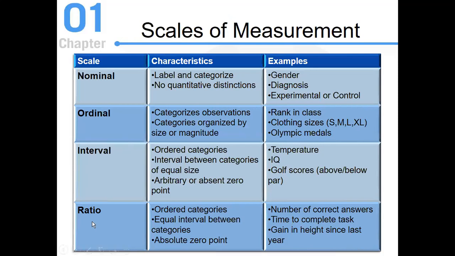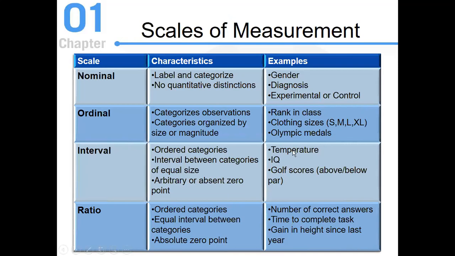Interval data is by far the most common in the social and behavioral sciences. An interval scale consists of ordered categories, and all of the intervals are exactly the same size. Equal differences between the numbers on the scale reflect equal differences in magnitude. A 10-point difference is the same high up as a 10-point difference down low. However, the 0 point is arbitrary.